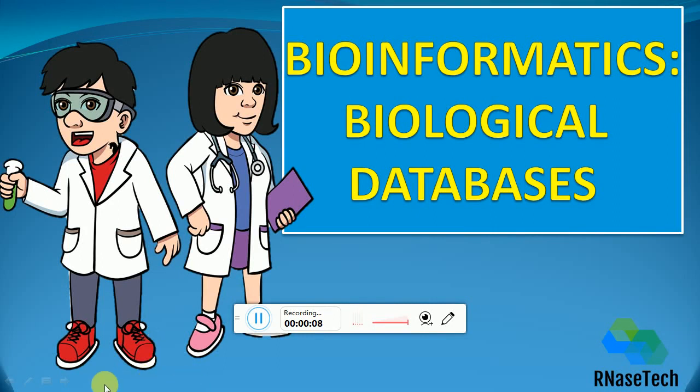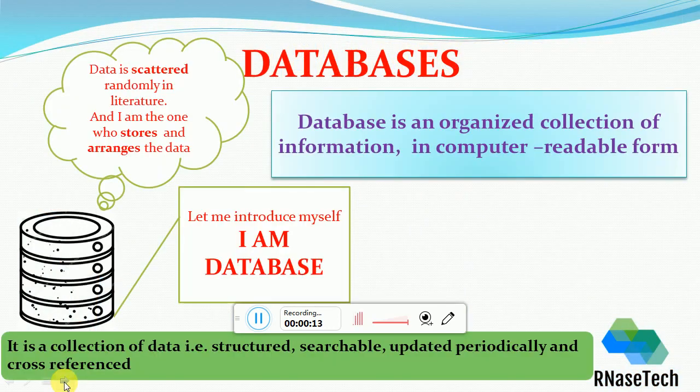So let's begin. What is basically a database? A database is basically an organized collection of information in computer readable format. As we all know, data is scattered randomly in literature, and it is the database that stores and arranges the data. So if you have to give an overall definition, a database is a collection of data that is structured, searchable, updated periodically and cross-referenced.